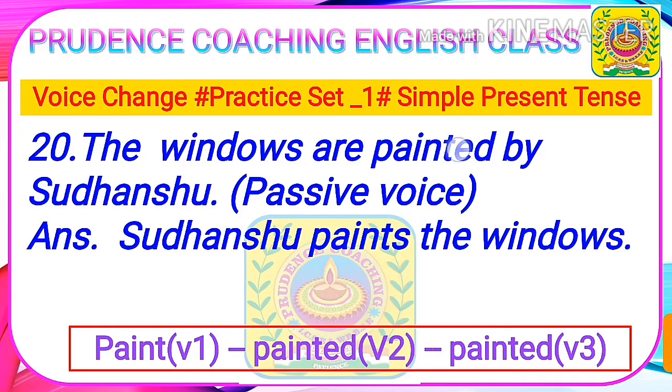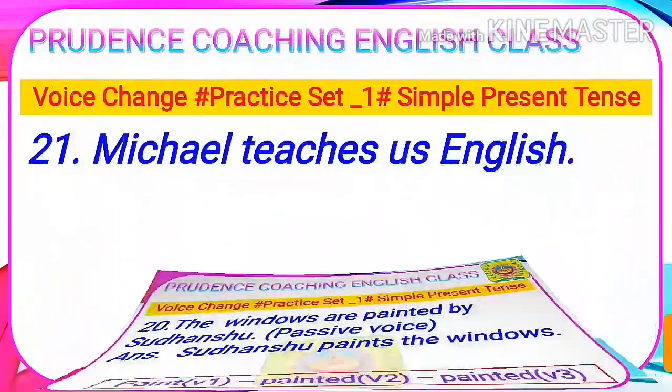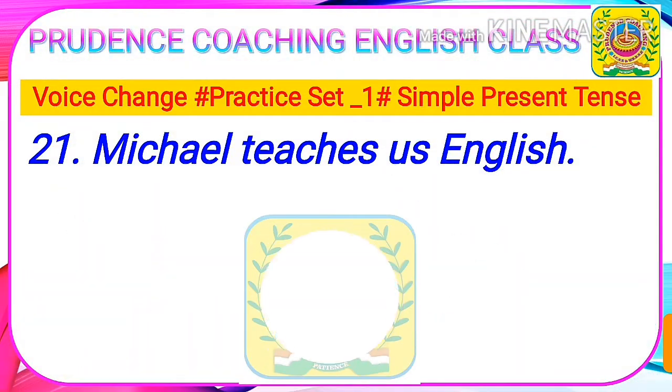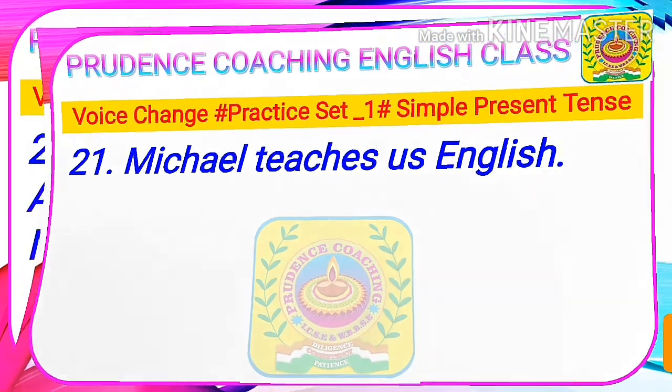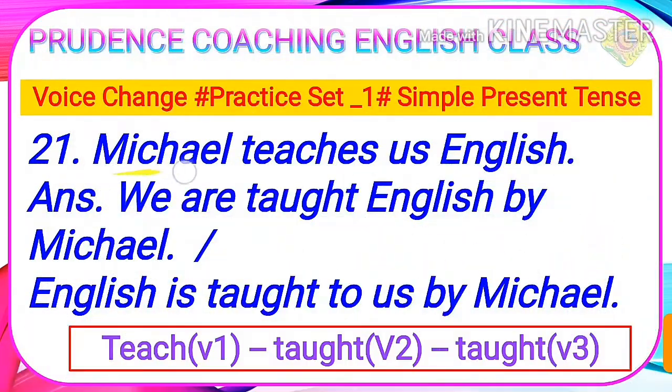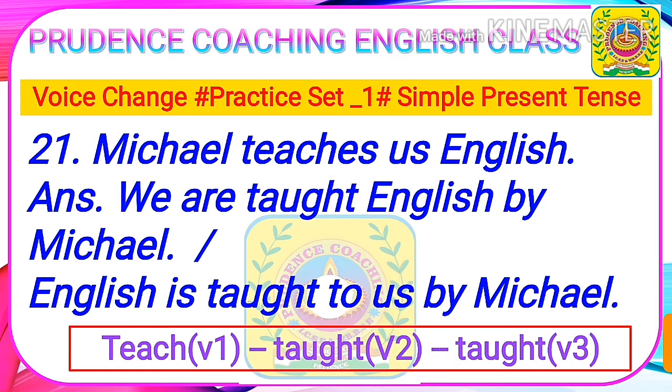Let us start with number 21. Number 21 is: Michael teaches us English. Start. Time's up, students. Let us see the answer. Here Michael is the subject, teaches is the verb in simple present tense, us is the indirect object, and English is the direct object. As we have two objects in the active voice, we can start with any of the objects, or we can swap the subject with any of the objects.